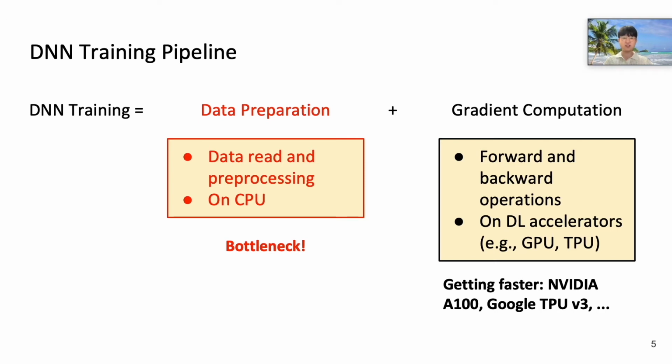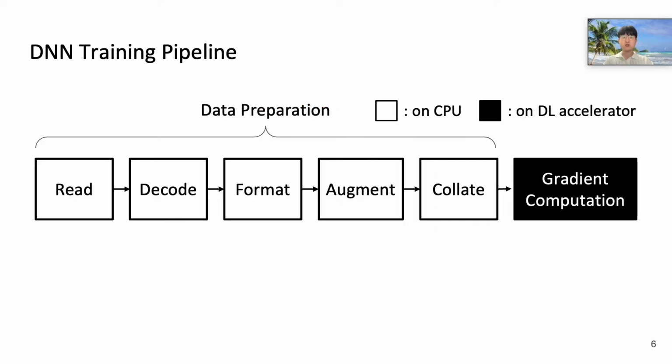The heavier computation needed for the gradient computation had made it the main performance bottleneck for DNN training. However, as recent DNN accelerators become incredibly faster, the data preparation procedures are becoming a new performance bottleneck. To investigate this problem, we look into how data preparations are performed in more detail.